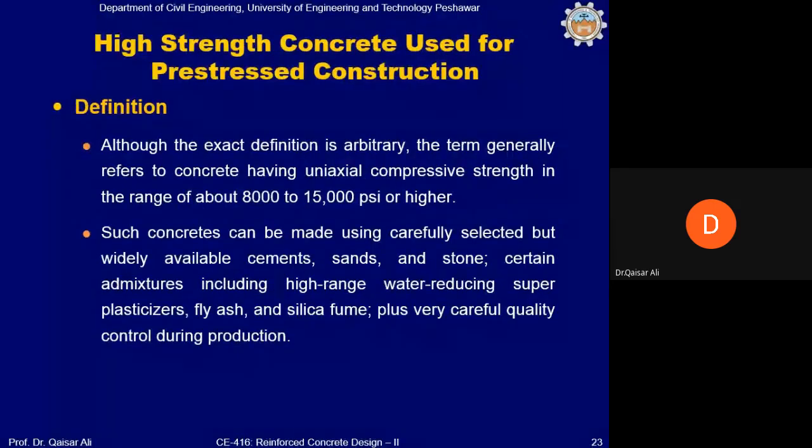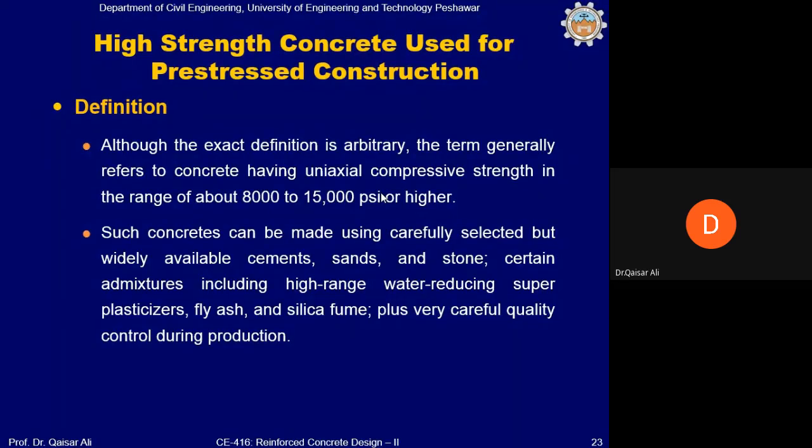As you know, pre-stressing involves a lot of pre-compression force transferred to concrete, so concrete must have a good compressive strength also. For this reason, we generally use high-strength concrete in our pre-stress construction. Although the exact definition of high-strength concrete is arbitrary, the term generally refers to concrete having uniaxial compressive strength in the range of 8,000 to 15,000 psi or higher. So if a concrete is 8,000 psi or higher, then it will be called high-strength concrete.